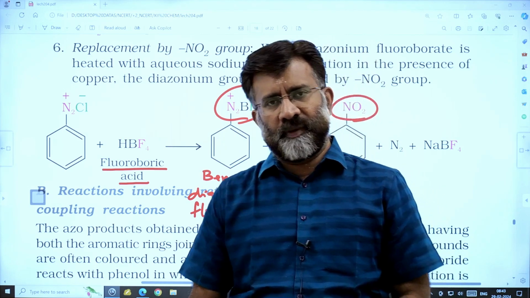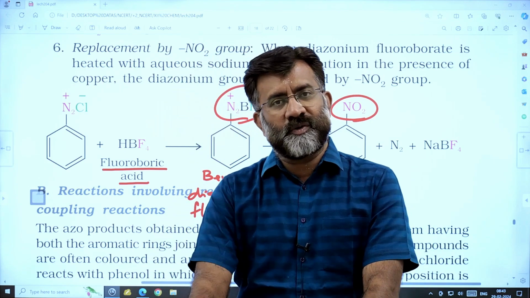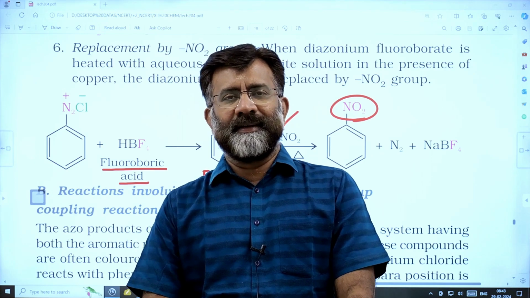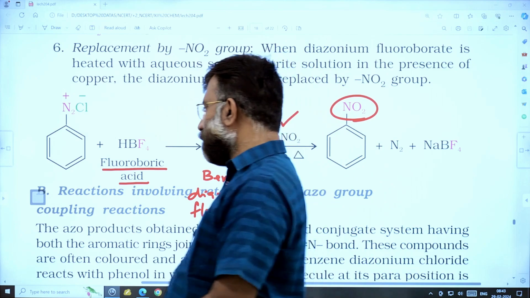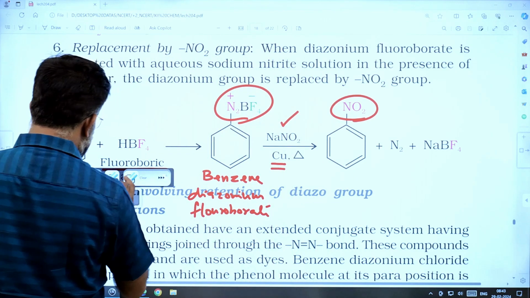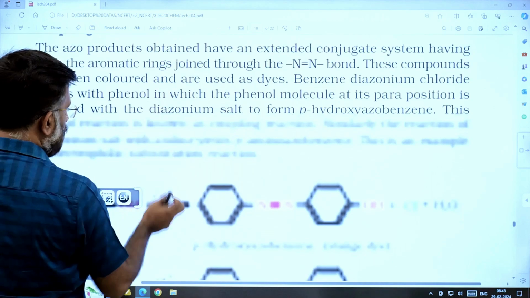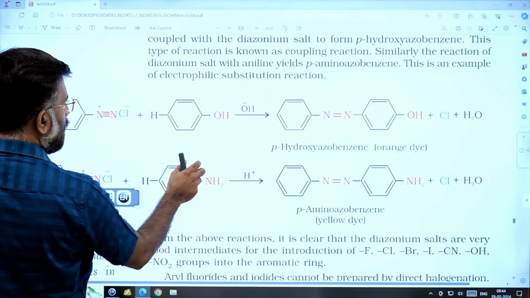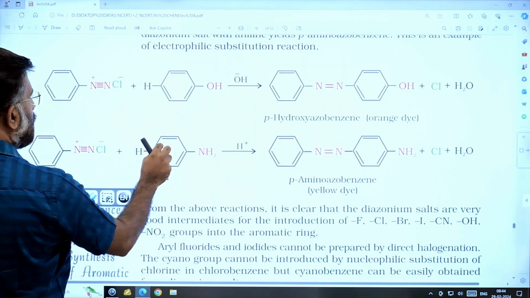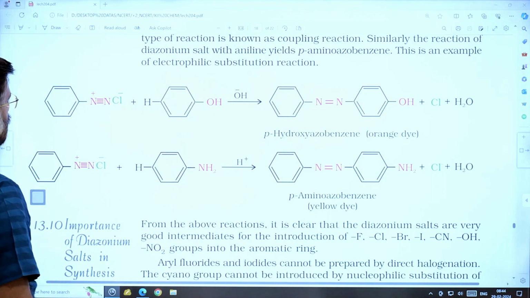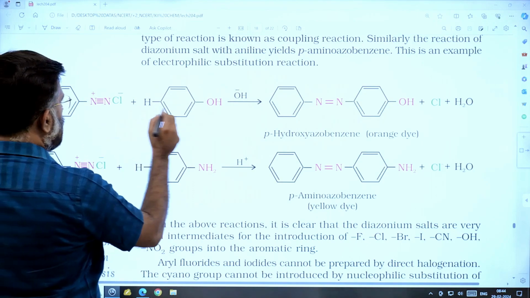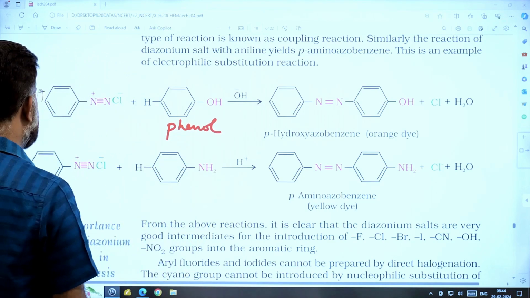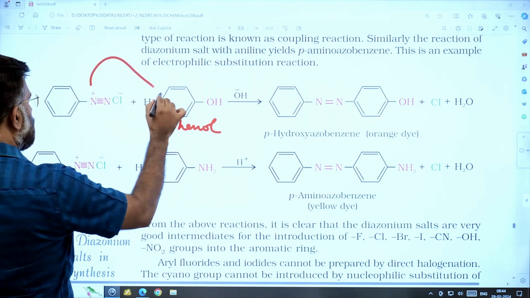this reaction. In fact, diazonium salts are popularly known for another kind of reaction. All of you know, it is the coupling reaction, the diazo coupling reaction. This is what the coupling reaction is. Benzene diazonium chloride treated with phenol. Two examples are given, and there will be an electrophilic aromatic substitution reaction.